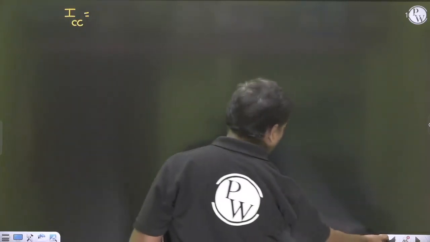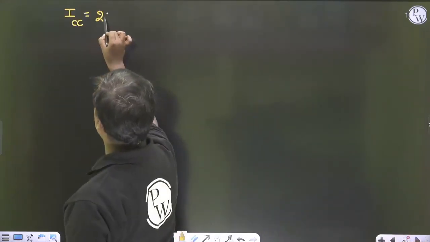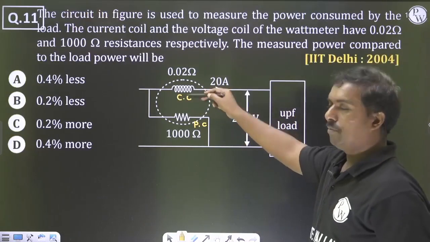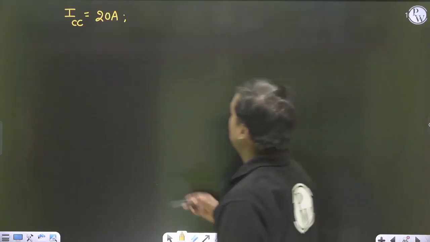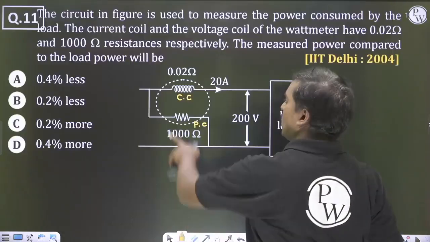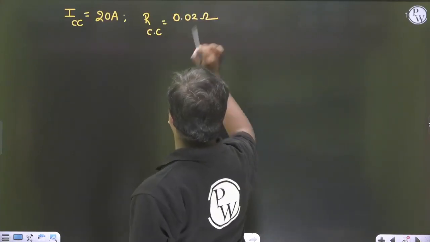If we check the ICC, how much is the ICC? That is 20 amperes. Next, the resistance of the current coil is 0.02 ohms.